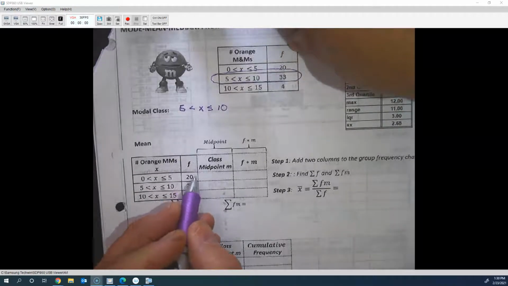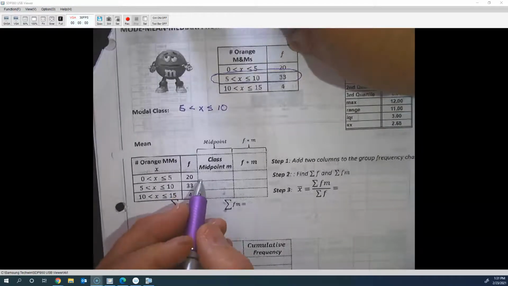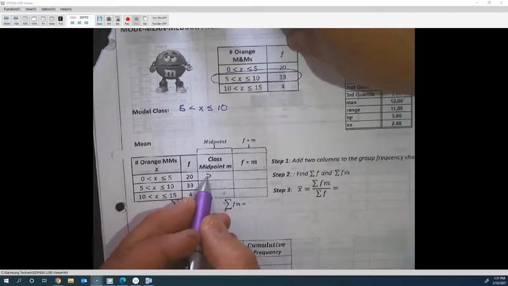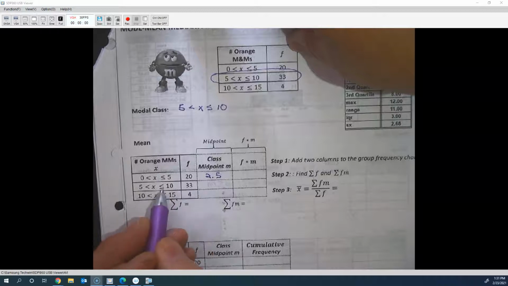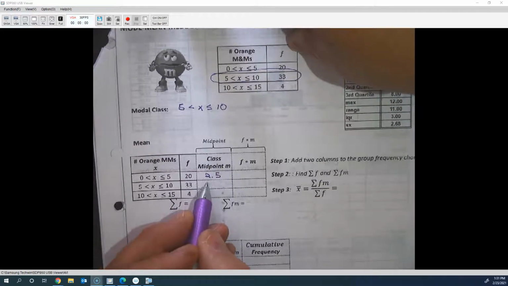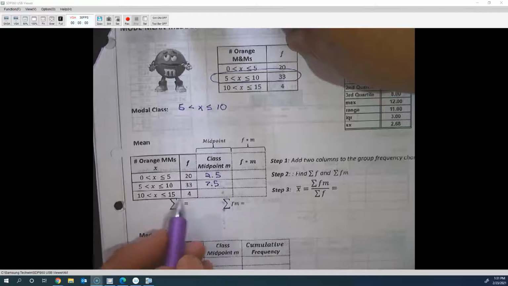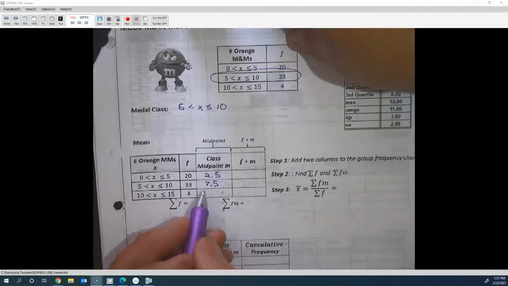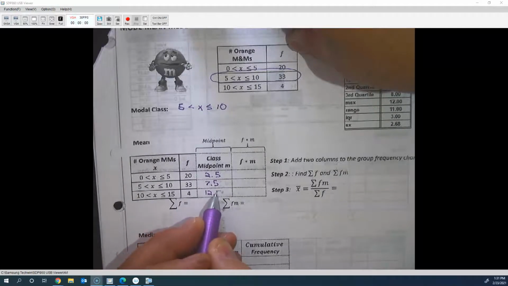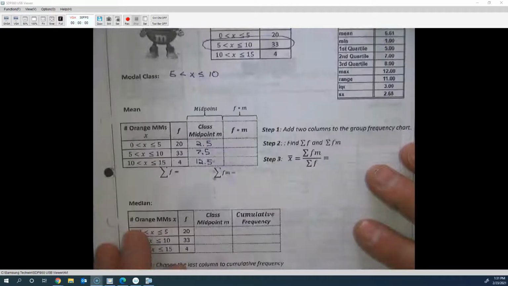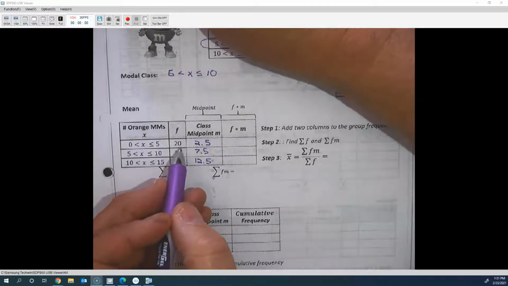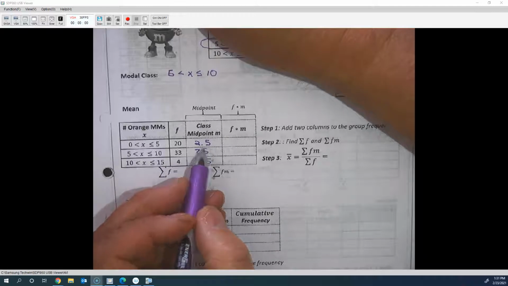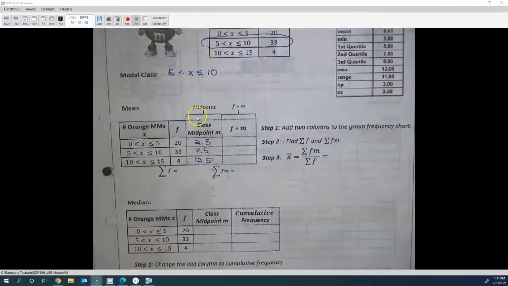So I know there's 20 numbers in this first interval. I'm going to treat all those numbers as if they were 2.5. The 33 numbers that are in here, I'm going to treat like they're 7.5. And the 4 numbers that are in this one, I'm going to treat like they're 12.5. Okay. So I've got 20 2.5s, so I've got to multiply those out.